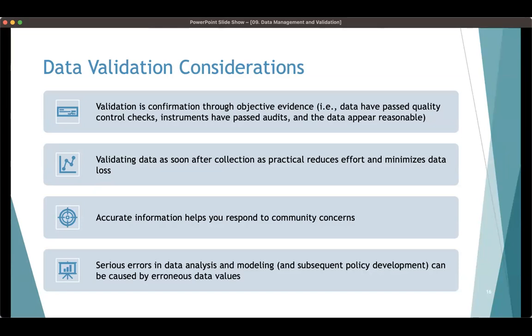Those equipments, those instruments also in a good condition to be used for this entire data gathering part. And the data appear reasonable.